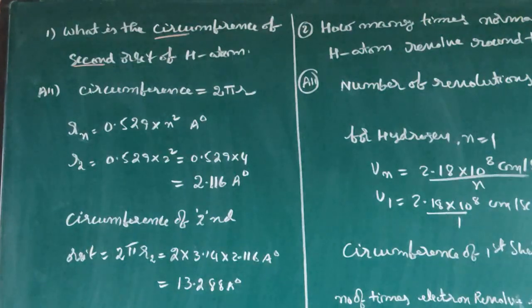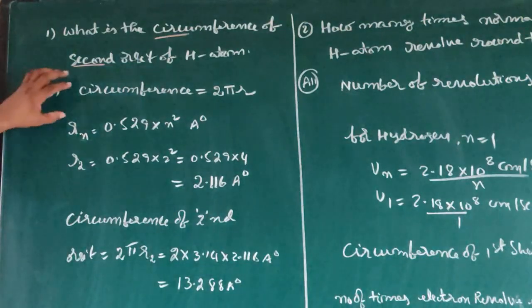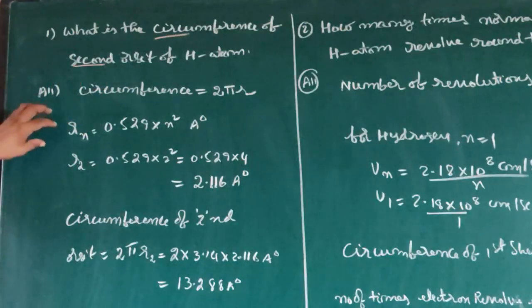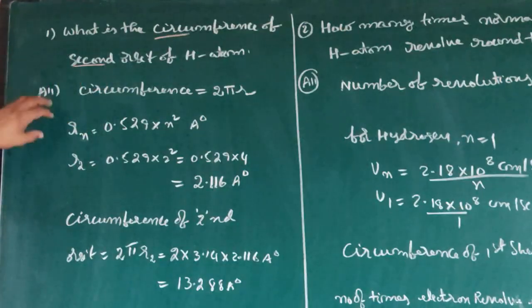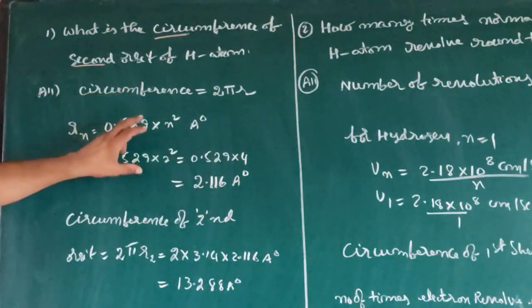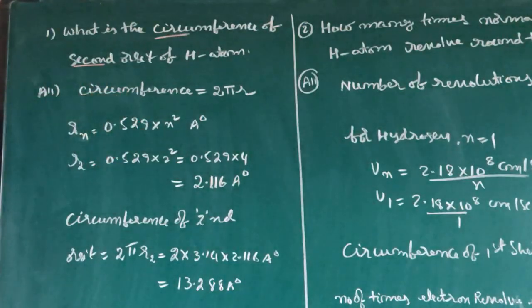Next one. What is the circumference of the second orbit of hydrogen? For circumference, the formula is 2 pi r. The radius of the nth orbit for a hydrogen atom is equal to 0.529 into n square angstroms. This is for hydrogen atom because Z value is equal to 1 for hydrogen.